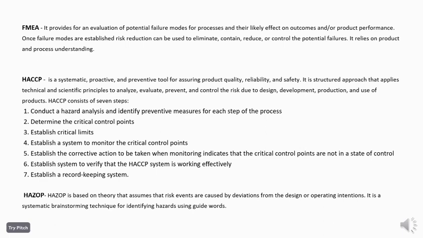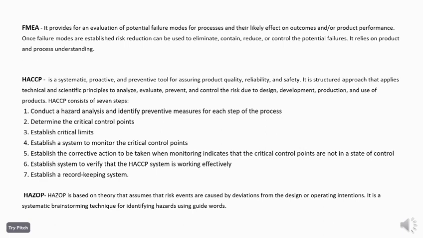HACCP is a systematic, proactive, and preventive tool for assuring product quality, reliability, and safety. It is a structured approach that applies technical and scientific principles to analyze, evaluate, prevent, and control the risk due to the design, development, production, and use of products. It consists of seven steps.